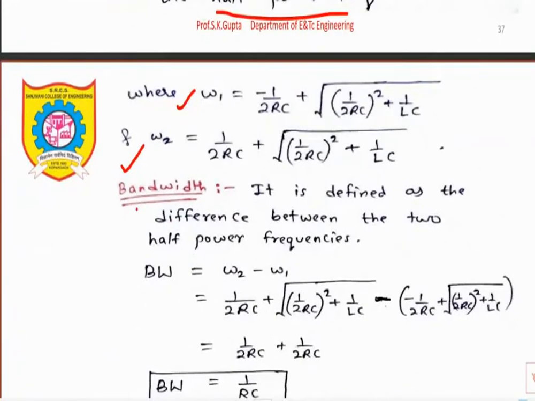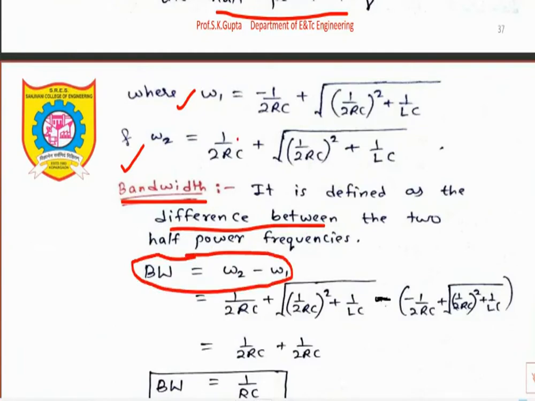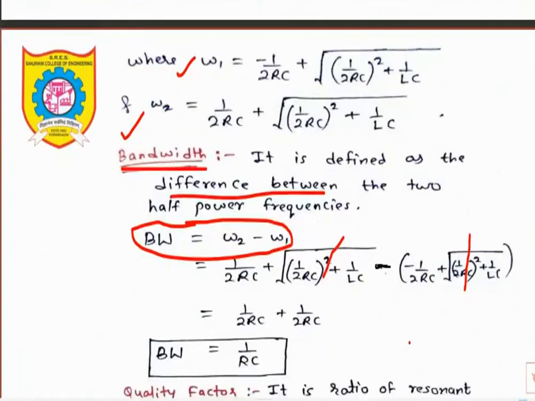Now continue with that. Next we will see bandwidth. Bandwidth is defined as the difference between the two half power frequencies. That means bandwidth equal to omega 2 minus omega 1. Just substitute the values of omega 2 and omega 1. This term and this term get cancelled out, and minus minus becomes plus. So 1 upon 2RC plus 1 upon 2RC, that means 2 upon 2RC. The 2 gets cancelled out, so bandwidth comes out as 1 upon RC.